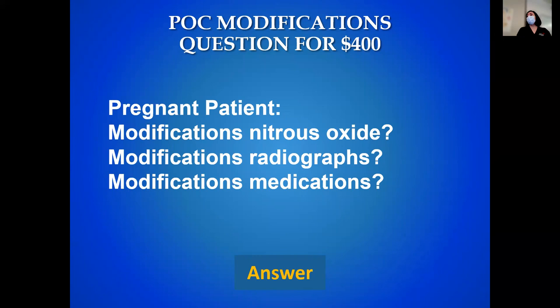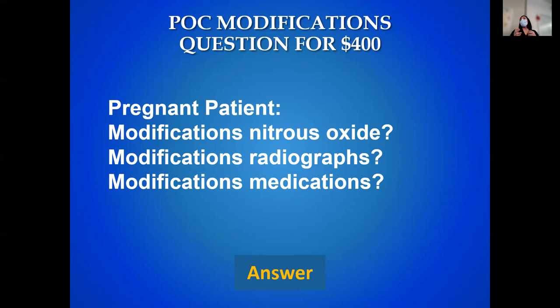Modification for radiographs. What do we do? What do we think about with that? They can have radiographs. Mm-hmm. Patient... Yeah, like a... I was going to call it a diphtheria. That's not it at all. It starts with a D. Dosimeter. It's a dosimeter. That's what it is.